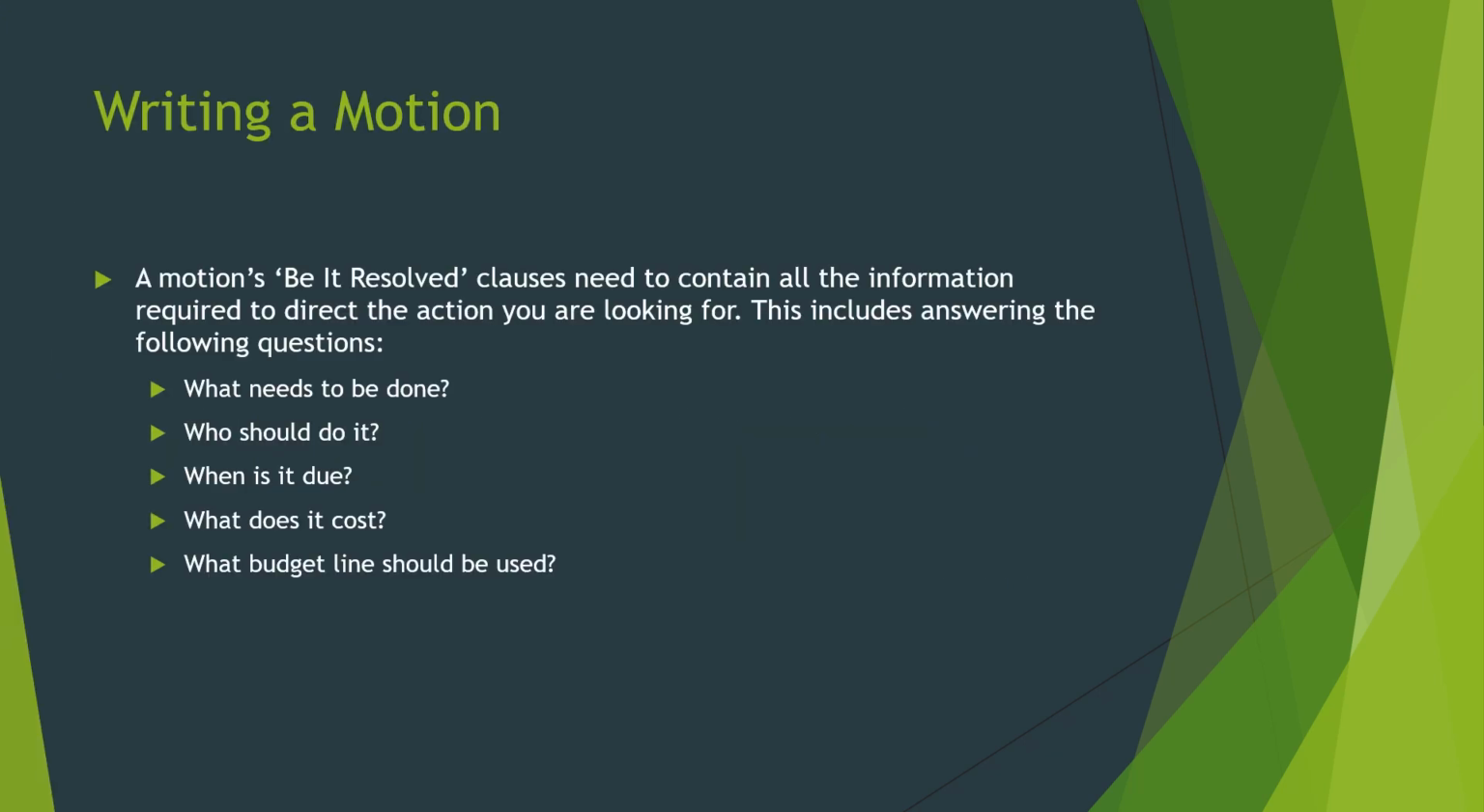A motion's be it resolved clauses need to contain all the information required to direct the action that you're looking for. This includes answering the following questions. What is it that needs to be done? Who should be doing it? When is it due? What is it going to cost? And what budget line should be used to pay for it?